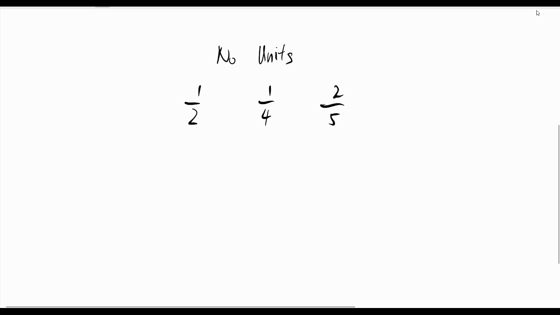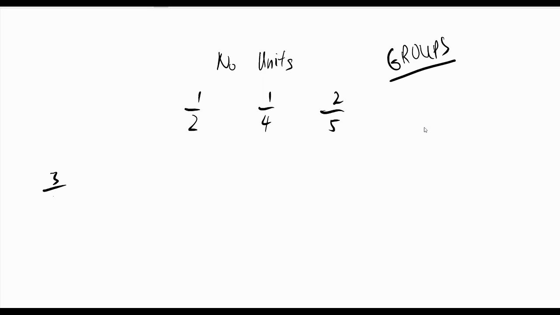So for regular fractions, and what I mean by regular fractions is fractions without units, you can think of them in terms of groups. A fraction is actually a neat way of capturing quite a lot of information. For example, when we look at 3/5, the denominator 5 tells us that there are 5 groups in total. The numerator 3 tells us that we are interested in 3 of those groups.